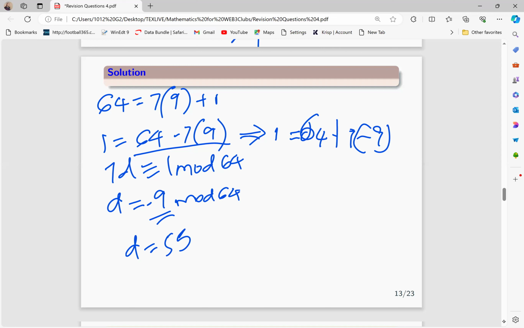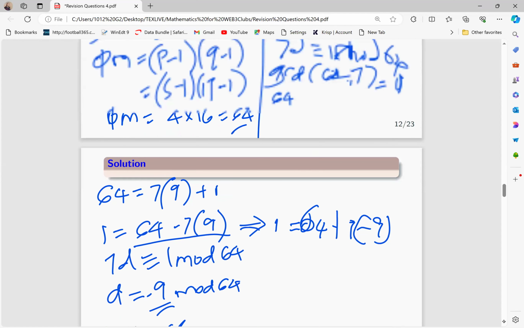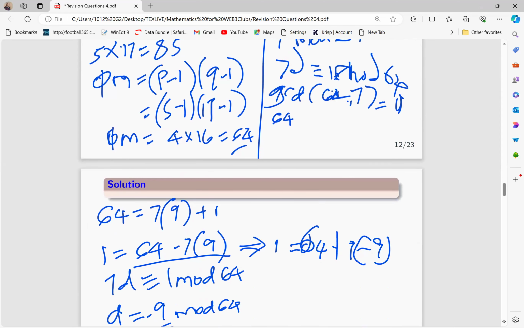That's our decrypting key. We shall use that to decrypt. So that is D, and to decrypt we use M and D. And to encrypt we're using M and E. And M is 64.